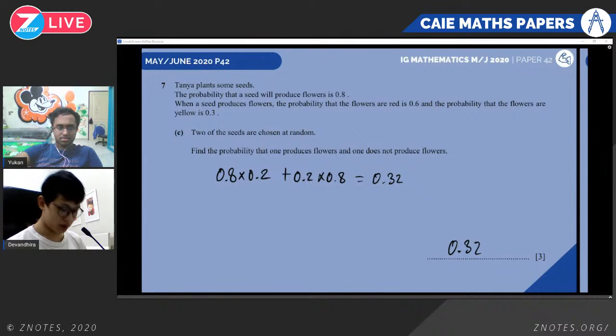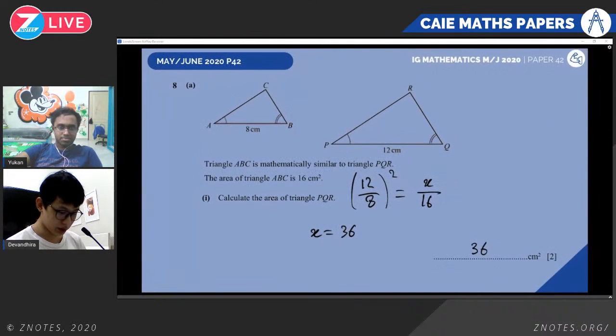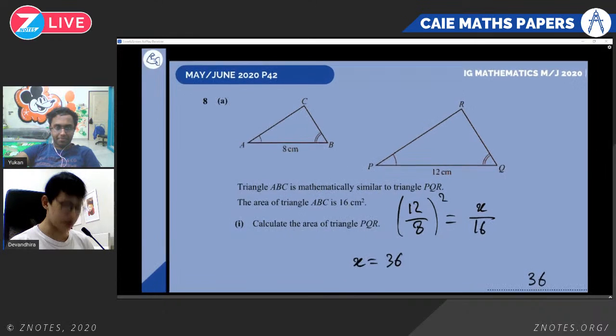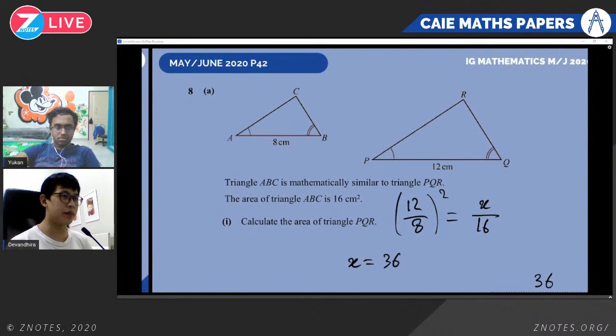Oh, okay. Right. So let's go for the next question. Triangle ABC is mathematically similar to triangle PQR. The area of the triangle ABC right here is 16 centimeters square. Calculate the area of the triangle PQR. So what does it mean when shapes are similar in math, Yugan?